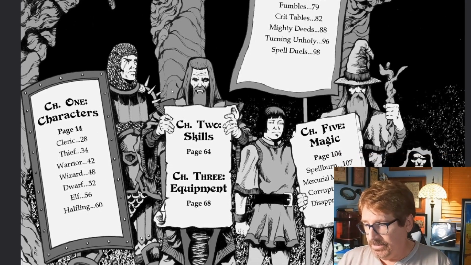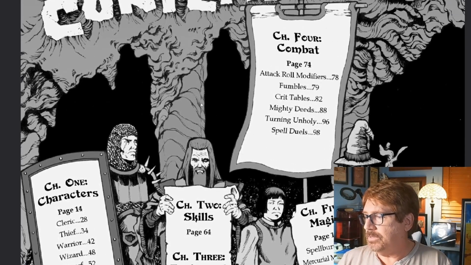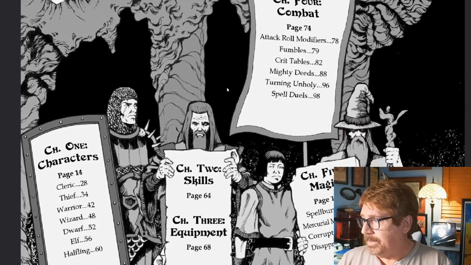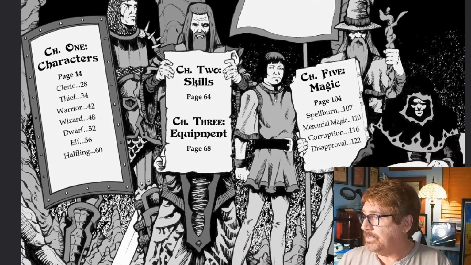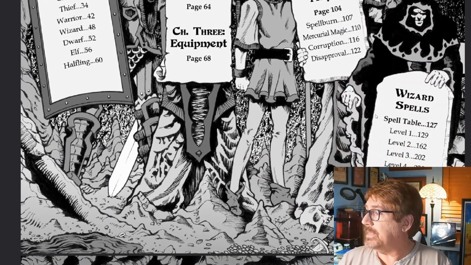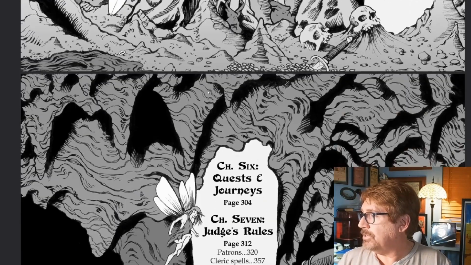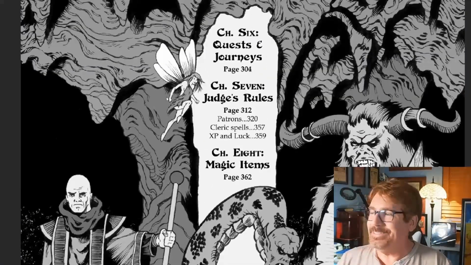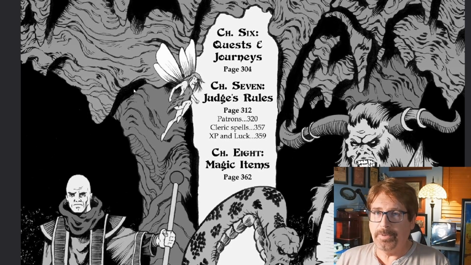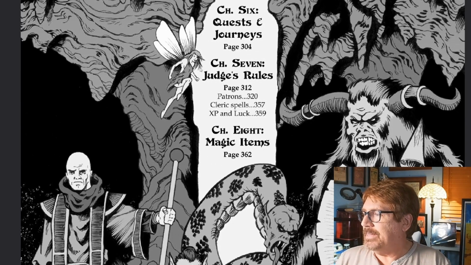Chapter 2 is the skills. Chapter 3 is equipment. And 4 would be combat. And then 5 is the magic. And magic spells is the next tables after that. 247 pages is the last chapter. Chapter 6 is quests and journeys. So it looks like they added a bunch of plot hooks here for quests you can go on, for a new dungeon master that needs help running the game in this flavor of the rules.